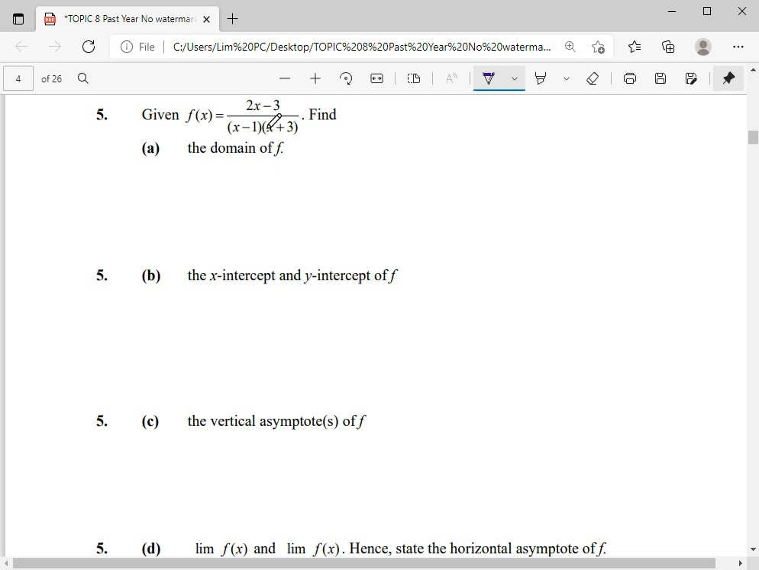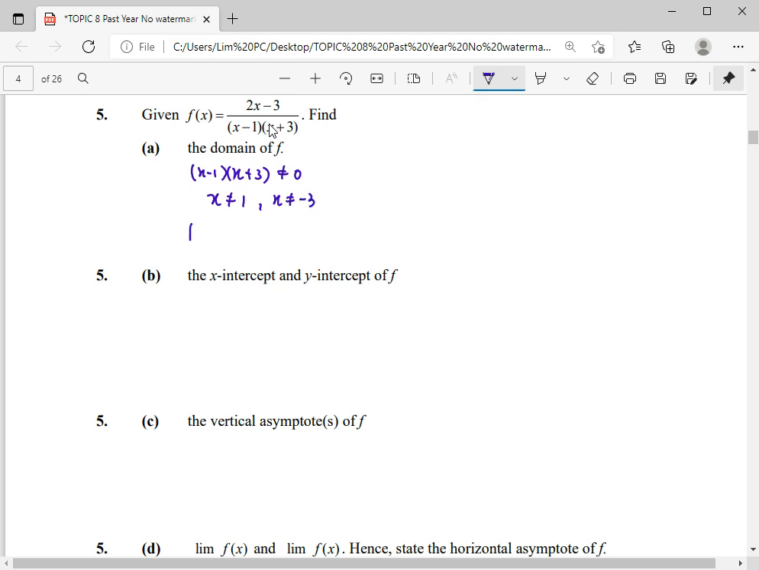In a rational function, when we want to find our domain, it is a special case. How we find it is, our denominator cannot equal 0. So it means here (x - 1)(x + 3) cannot equal 0. So x cannot equal 1, and x cannot equal negative 3. So that will be our domain.